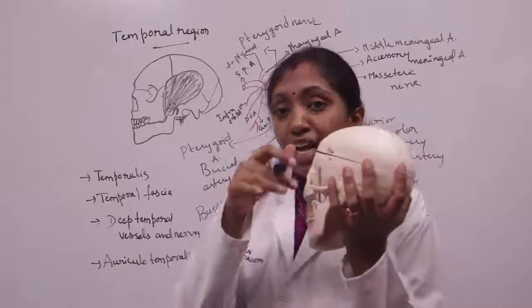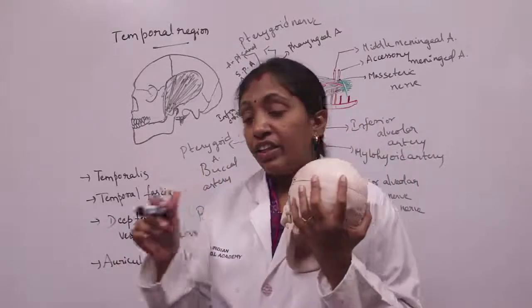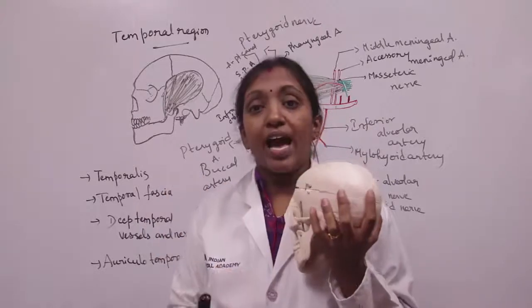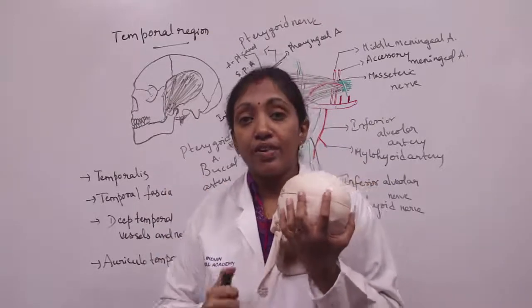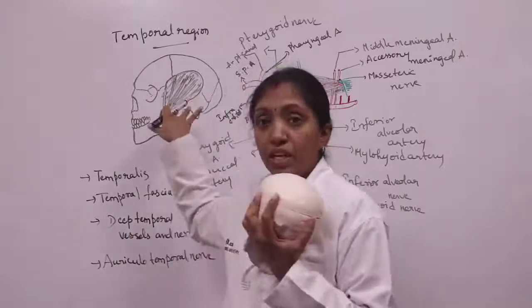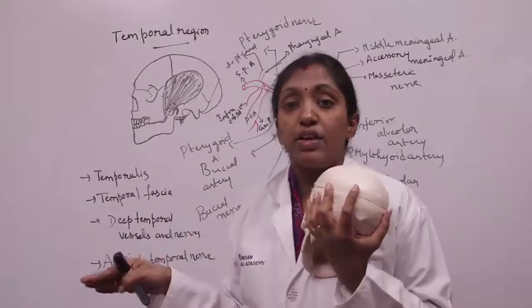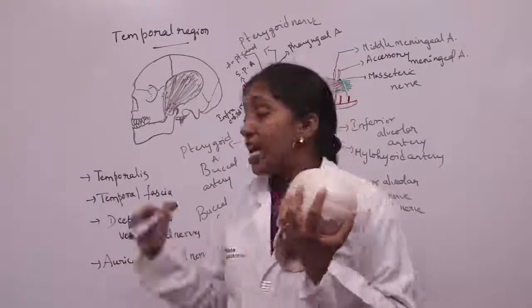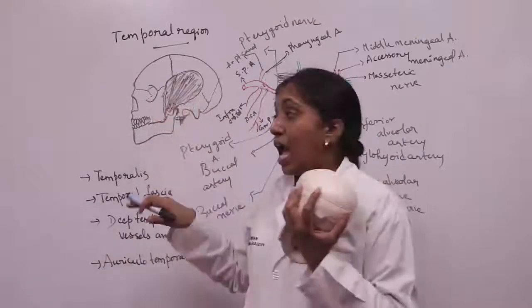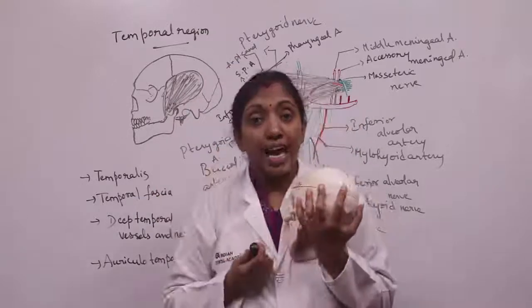So that is the attachment of the temporal fascia, and between the two layers of temporal fascia we have branches of superficial temporal arteries and the zygomatico-temporal nerve. The temporal fascia from its deep surface gives origin to the temporalis muscle, and the superficial part of the fascia receives an extension from the galea aponeurotica.